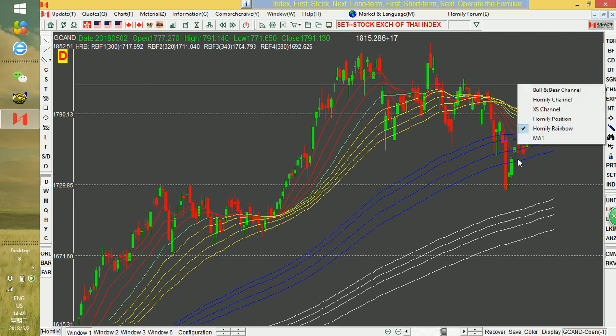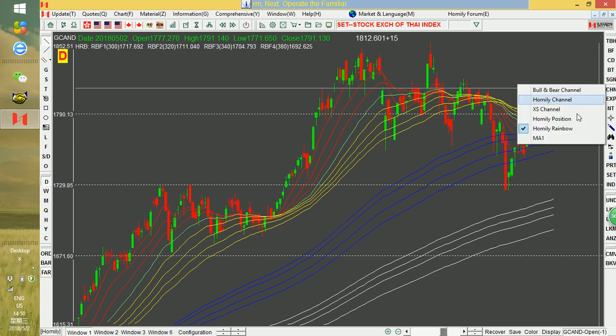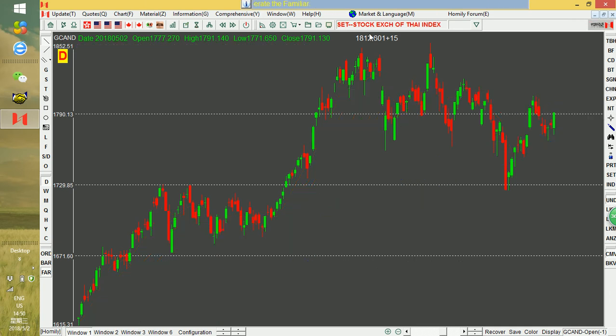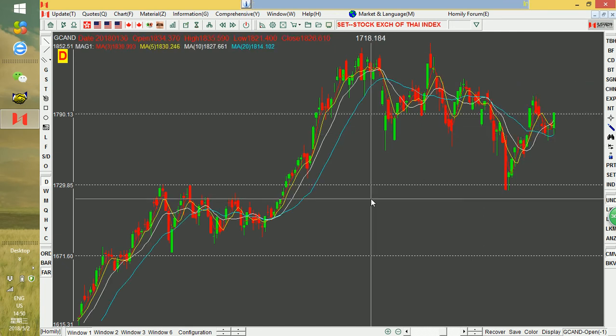this is Homily Rainbow, and today I'm just introducing how this indicator should be used in our daily life, but we are going to figure them out one by one later. Okay, and this is MA. Someone asked, what's the difference between MA and Homily Rainbow? As you can see, every color of the rainbow is four lines. It's actually an area.